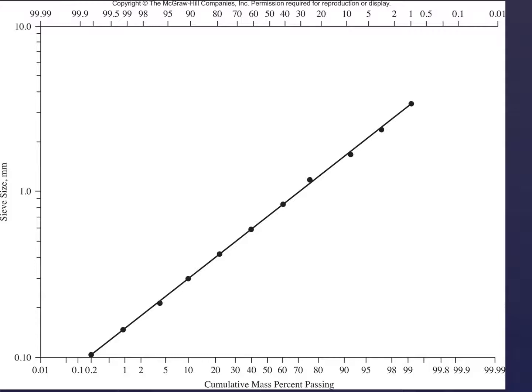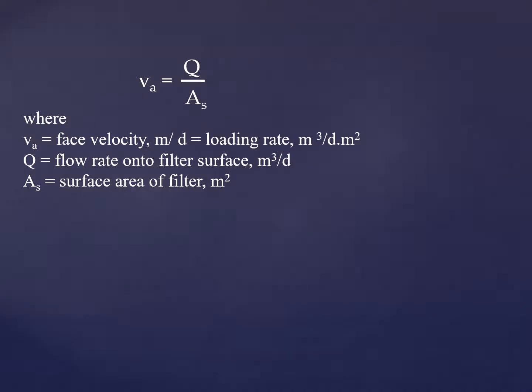Here there's sieve analysis. In the vertical axis I put sieve analysis, and in the horizontal axis, that's cumulative mass percent passing. So here is one graph I put here for the particles of the filter, based on sieve analysis. But let's see how we can design filters.